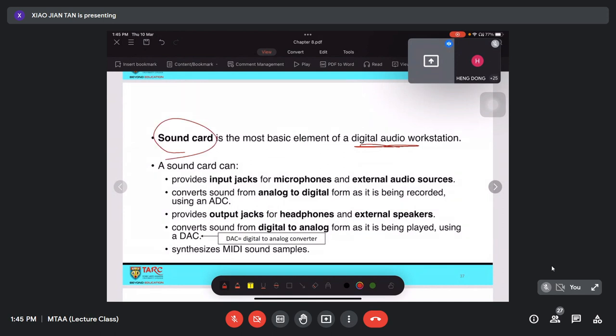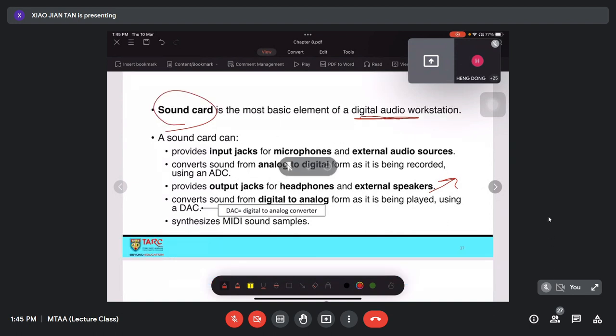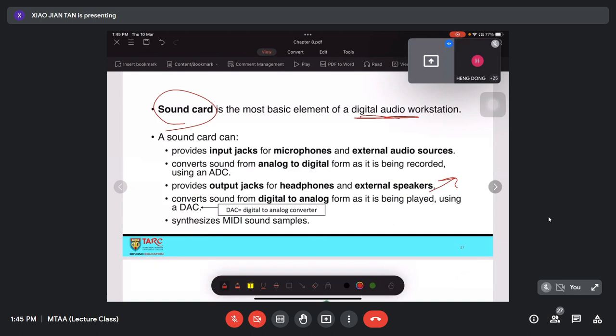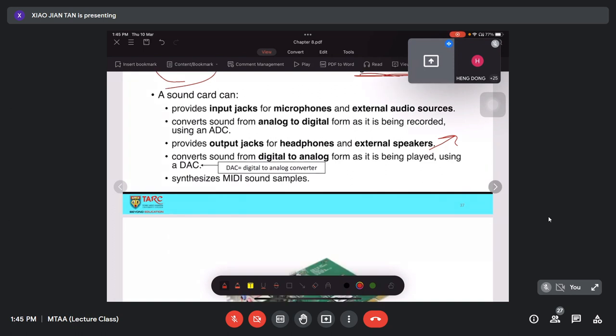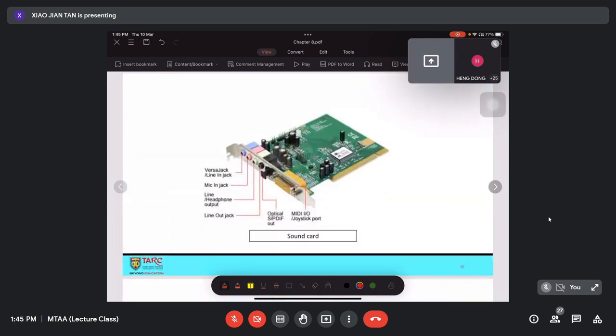Okay, so it converts sound from analog to digital form as it is being recorded, using an ADC. It provides output jacks for headphones and external speakers, so you can provide the output jack towards the big speaker as well. It converts sound from digital to analog form as it is being played, using a DAC. Basically, ADC and DAC are very common terms in audio processing. It also synthesizes MIDI sound samples. So this is an example of a sound card.